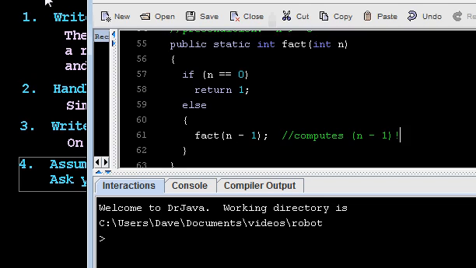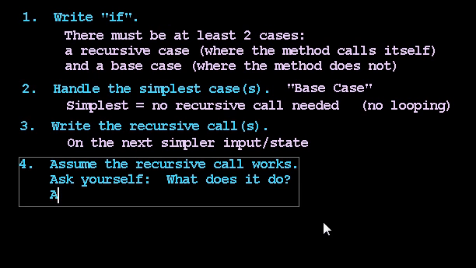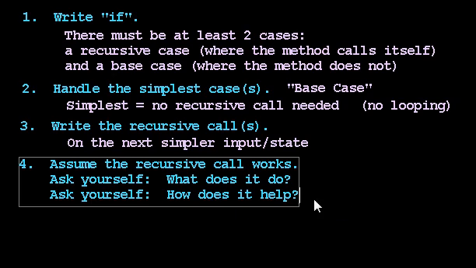So we have to know what it does. If we don't know what it does, we can't use the recursive call to solve the overall problem. Ask yourself what it does. The next thing we want to ask is, how does it help? How does solving that simpler problem on a simpler input help you solve the whole problem?